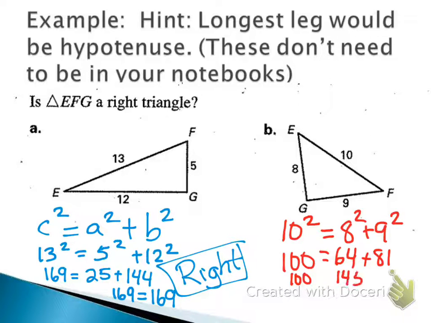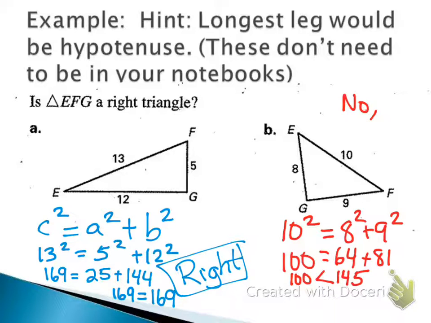145. So, can I still put the equal sign here? No, they're not equal. What symbol would go here? The less than symbol. So, is this a right triangle? No. So, I'm going to first put no just to answer the question. No, it's not a right triangle.